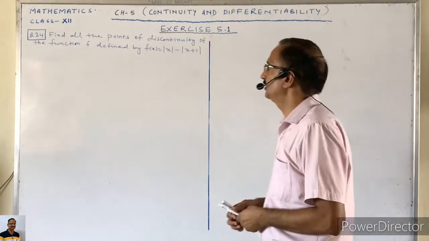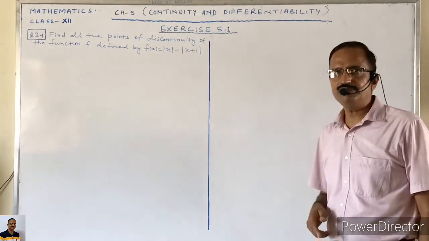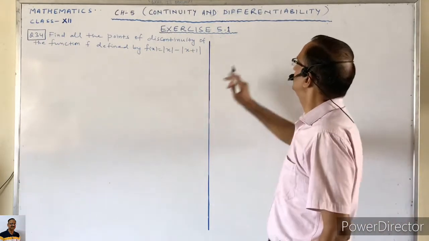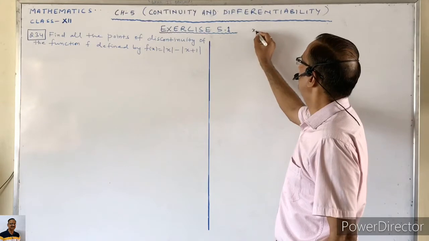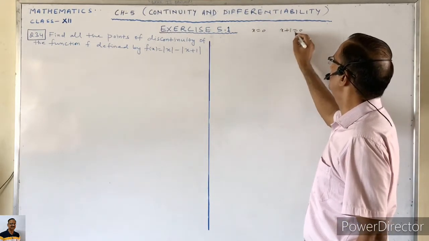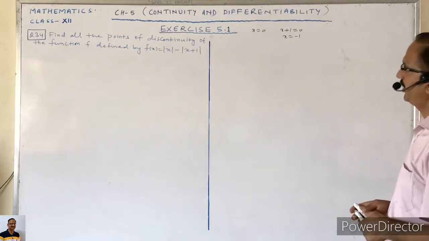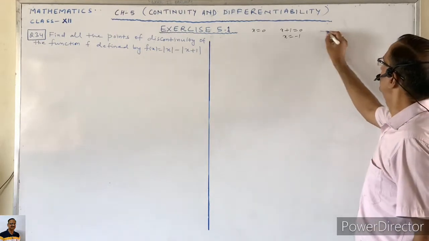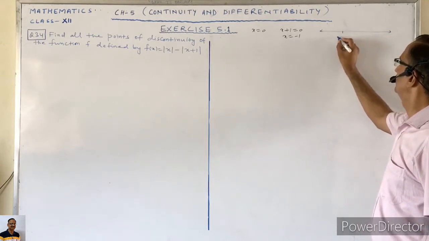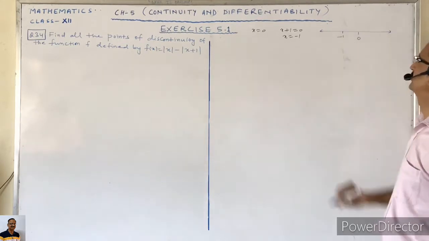Before we start the solution, we will rewrite this function as per the conditions of the modulus function. When x is 0, we have the value x = 0. If x + 1 is 0, then x is -1. It means we have 2 points. So we can say that the domain is divided into different parts with the help of these 2 points.